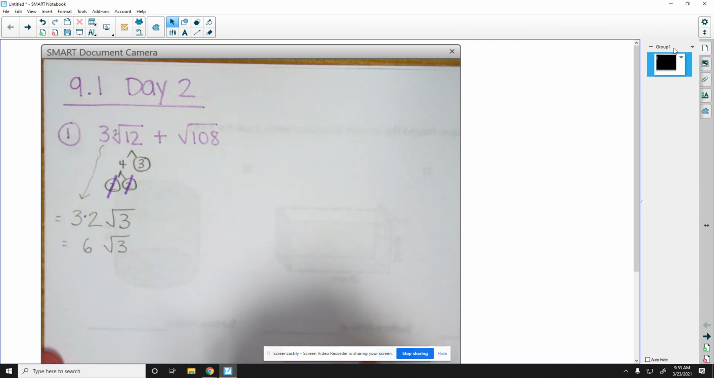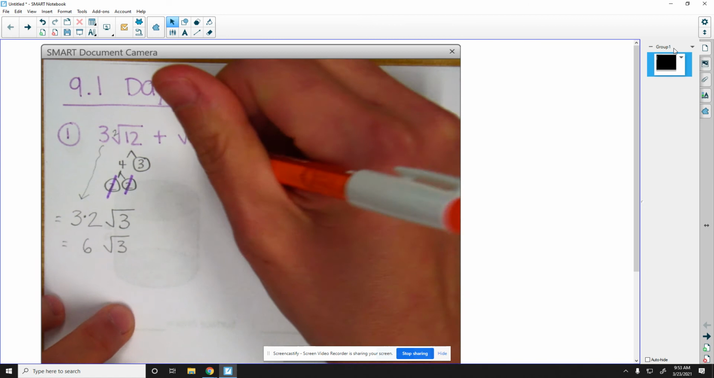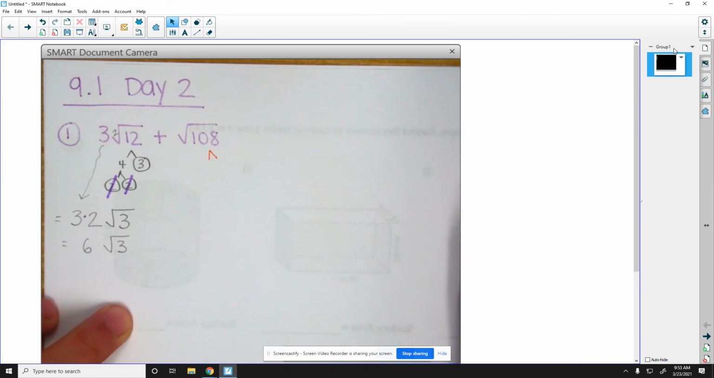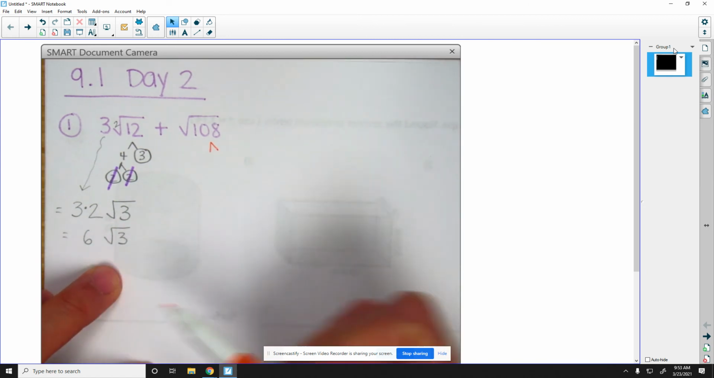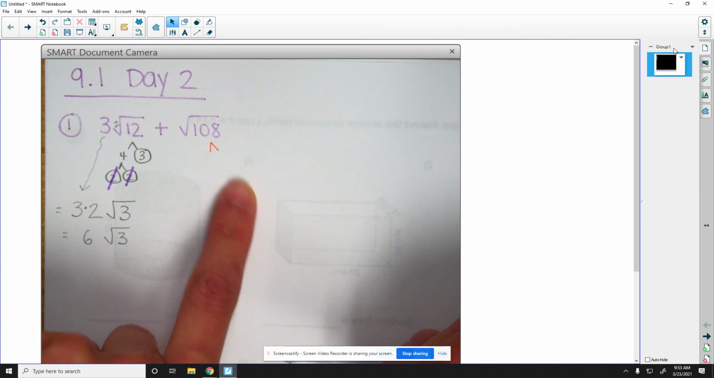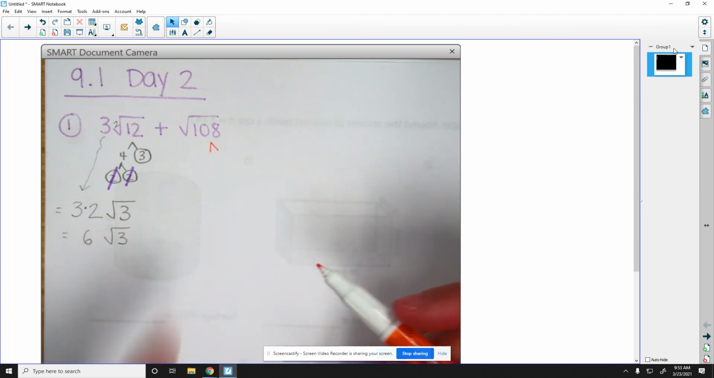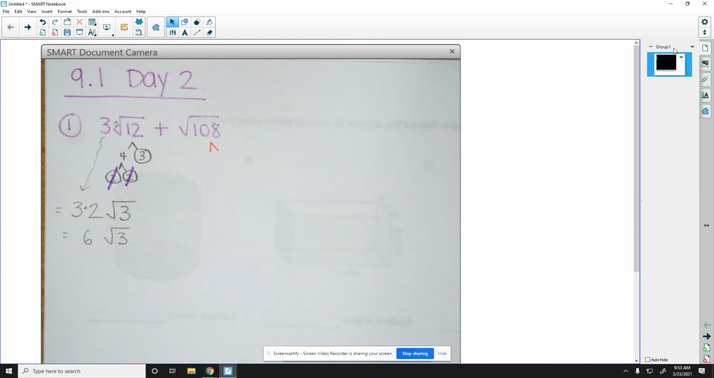So remember, I can't do this stuff in the calculator. I can't just type the problem in the calculator and get the answer, because that would give me a decimal. It doesn't simplify with radicals. My calculator does not. Okay, 108, I can simplify that. So 108, what goes into 108? 8.